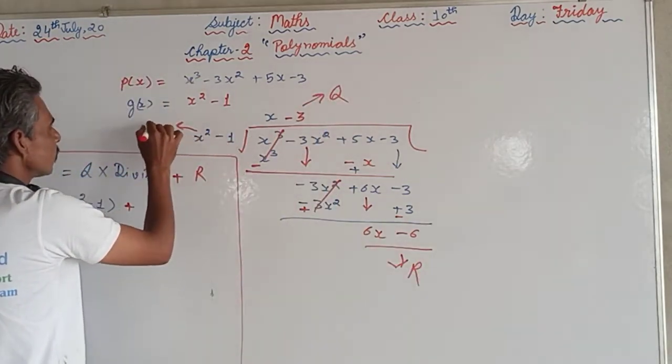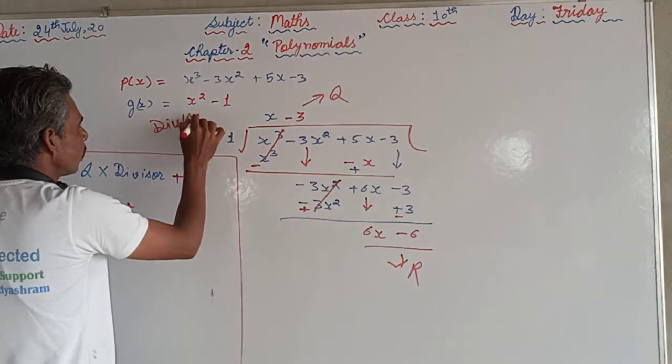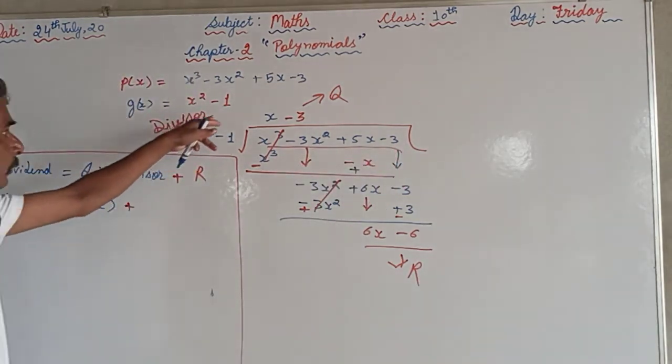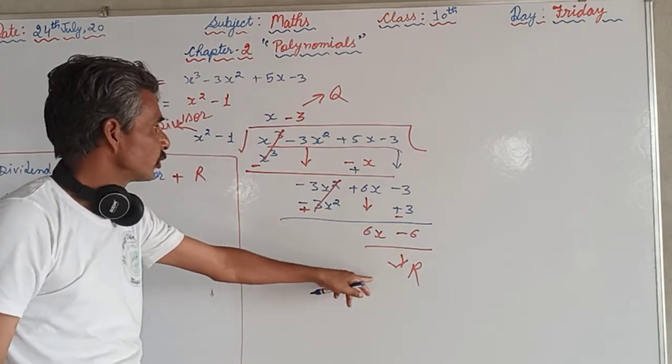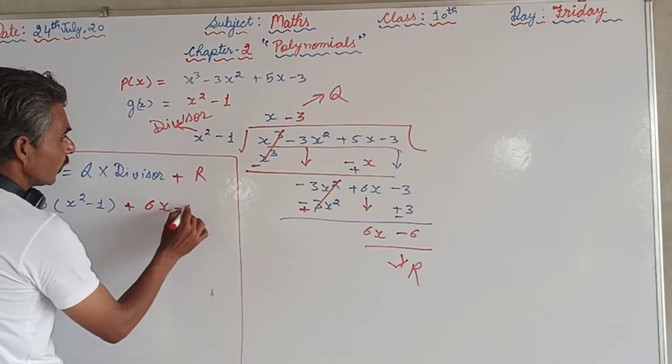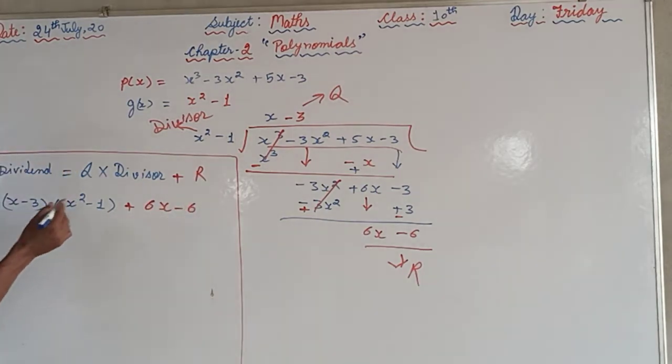This one is the divisor. And this one is the dividend. So by multiplying these two and adding the remainder, we should get the dividend. So the remainder is 6x minus 6. So we will first of all verify.